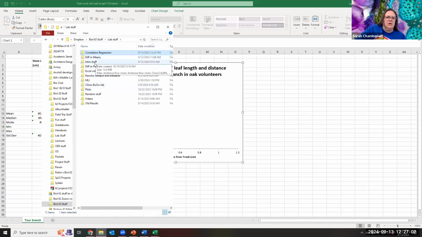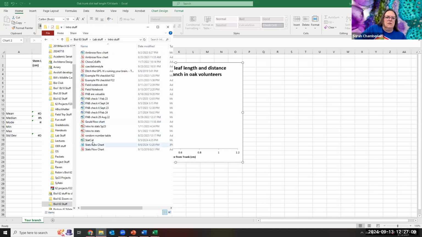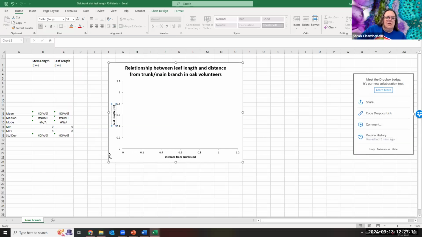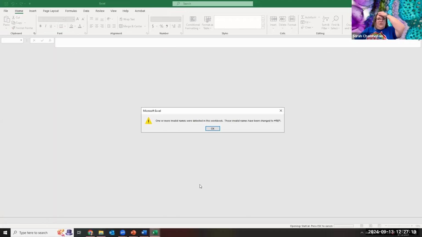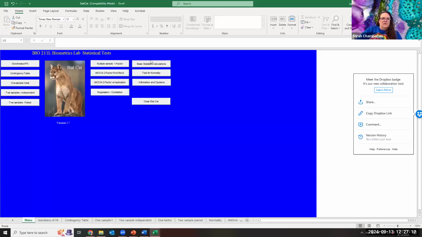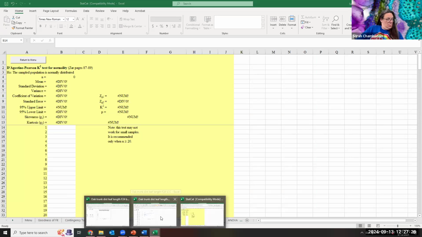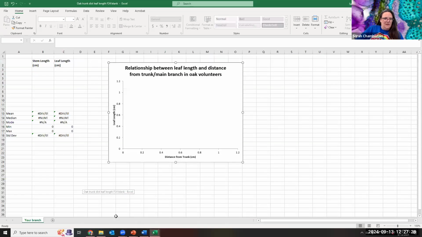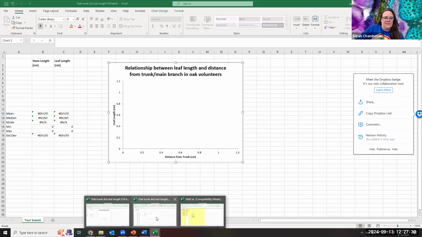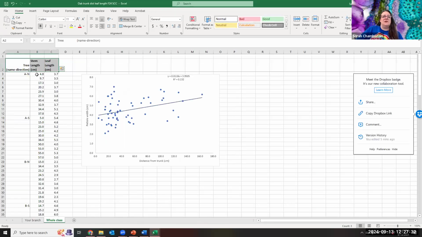StatCat. All right, so I'm going to be working with it. The buttons worked for me. Normally they don't. I don't know what's happening. Okay, where was I? I'm going to do mine. I'm going to test it on mine.